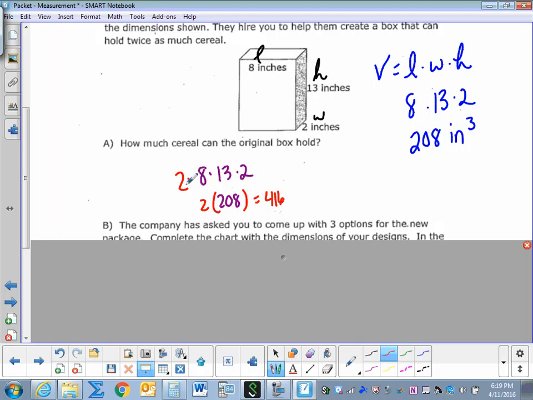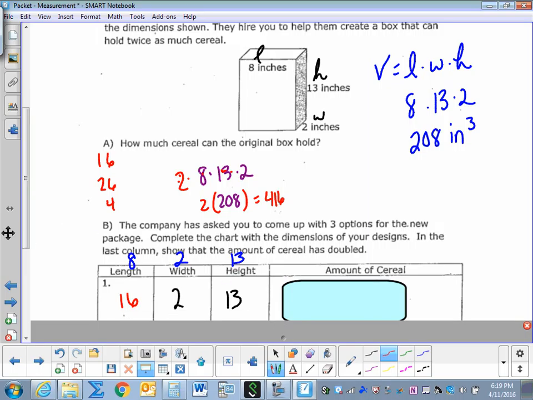So in order to get 416, I can change the dimensions. I can take the first dimension of length and double that and get a 16 and leave the other ones. Or I could double the middle one, in this instance the height, so I could make it 26. Or I could double the width and make it 4. So let's look at what that looks like.